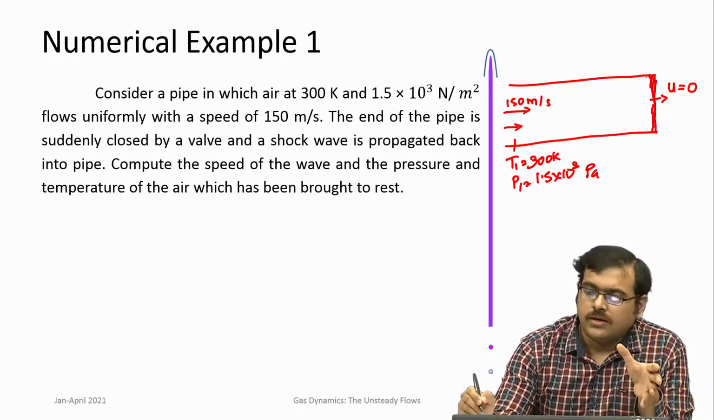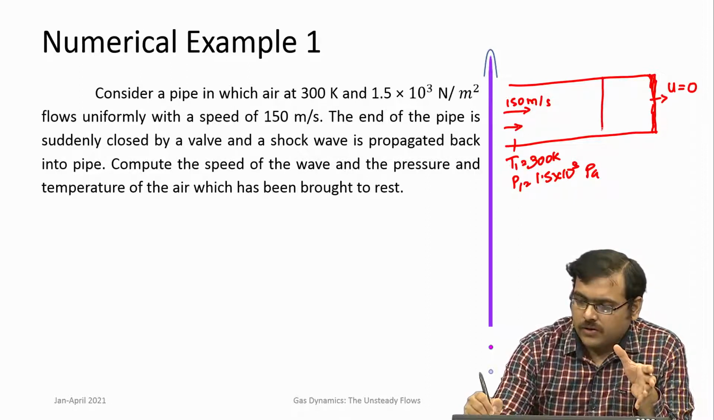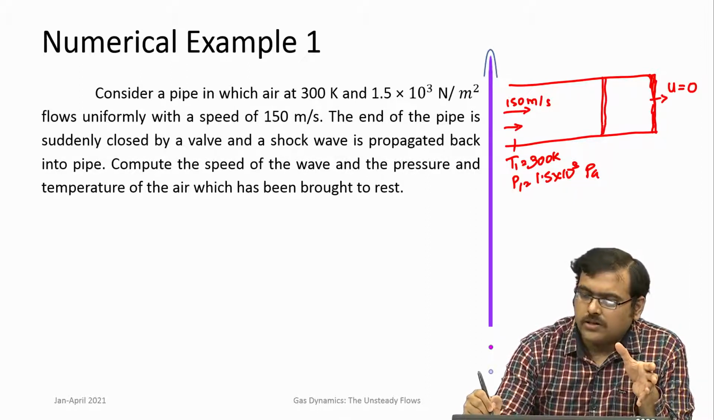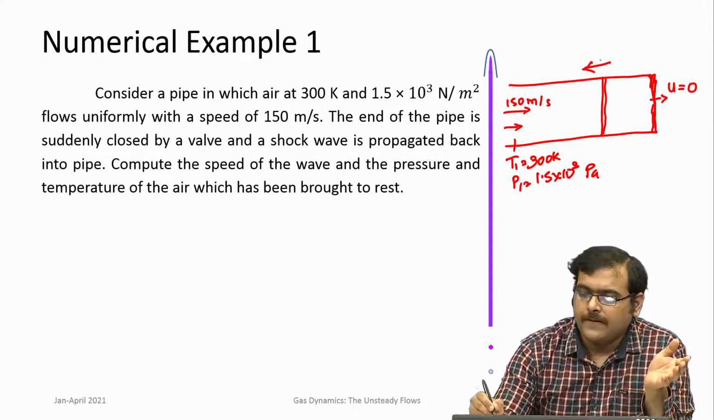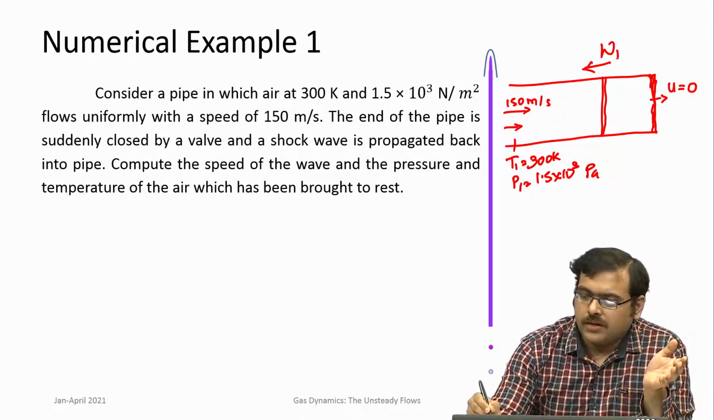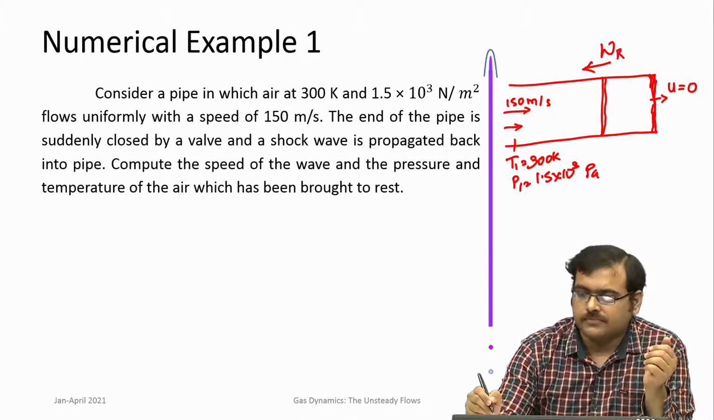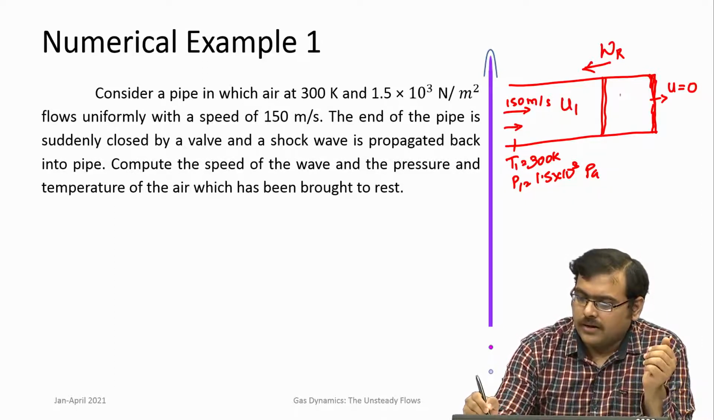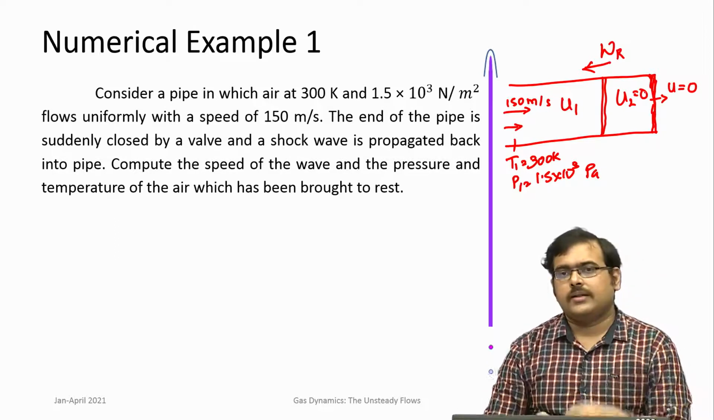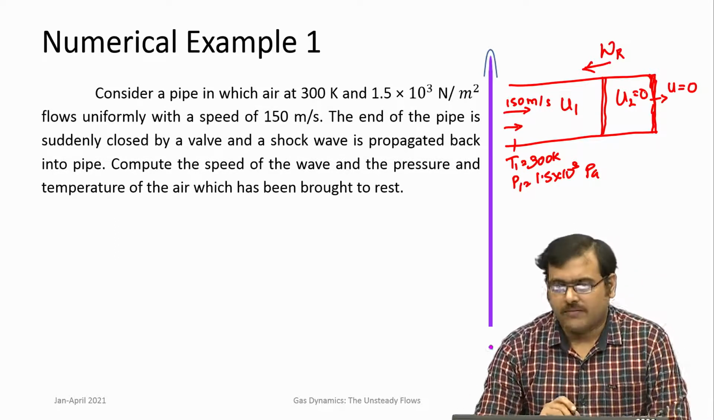On striking the end wall of the shock tube, immediately the velocity has to go to 0. If this has to be accomplished, then a reflected shock is formed, a shock wave which moves into the gas, in this case into the pipe, with a speed Wr, and this is u1, and we can say this is u2. u2 is 0 in the fixed laboratory frame of reference.